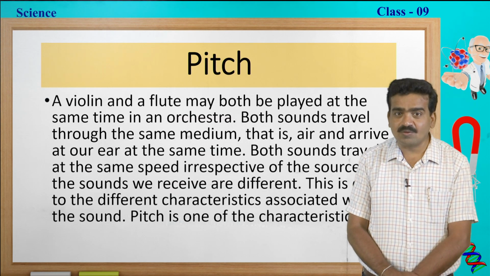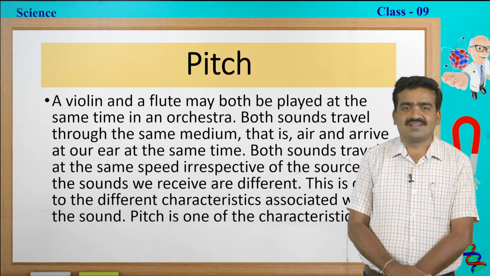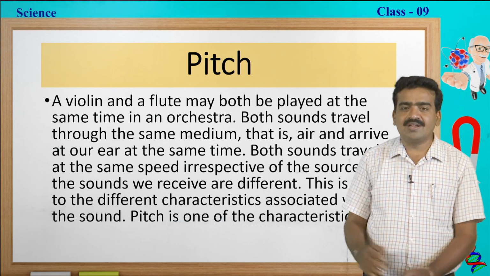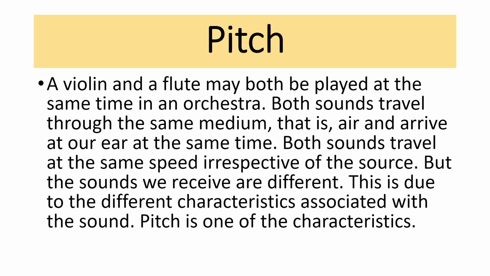Now, let us learn about pitch. What happens when a violin or flute is played? A violin and a flute may both be played at the same time in an orchestra. Both sounds travel through the same medium, that is air, and arrive at our ear at the same time. Both sounds travel at the same speed irrespective of the source, but the sounds we receive are different. This is due to a different characteristic associated with the sound.